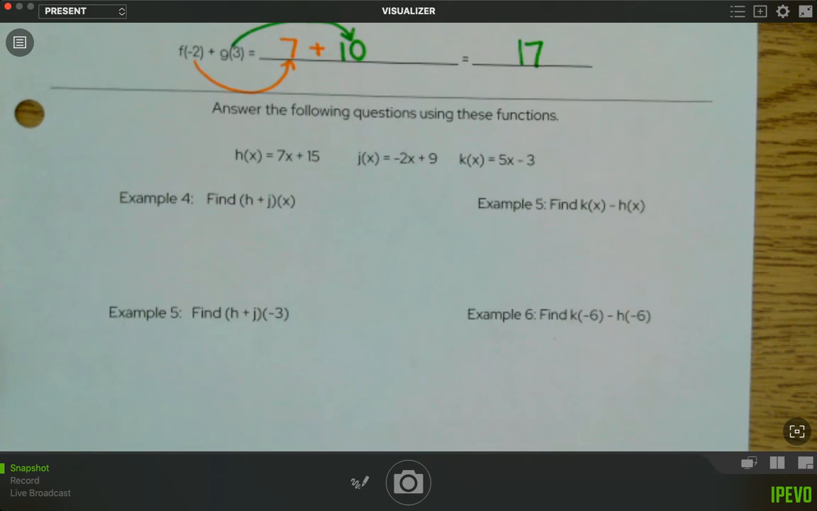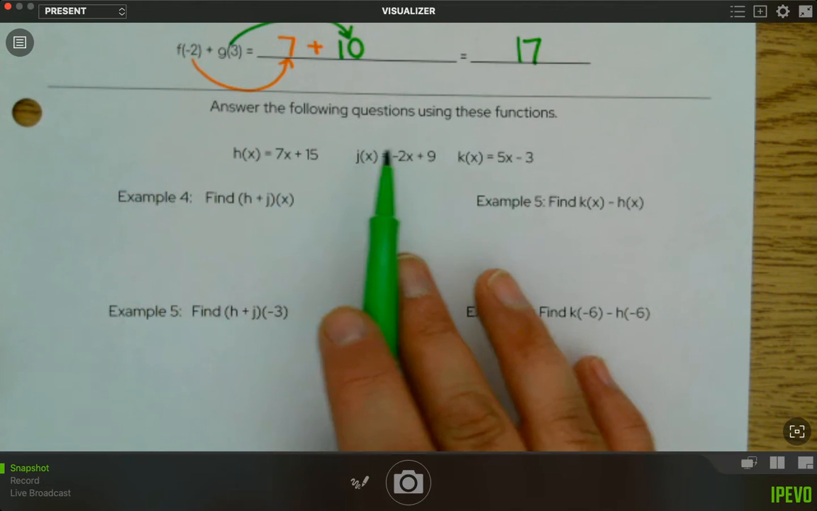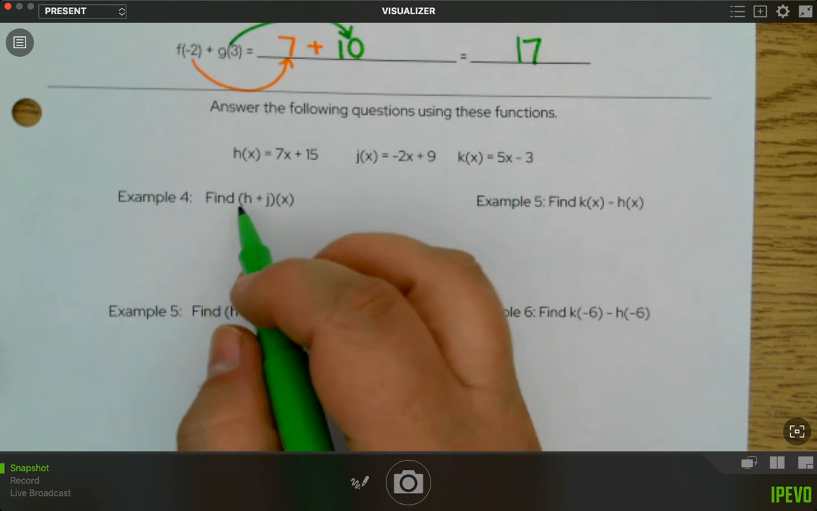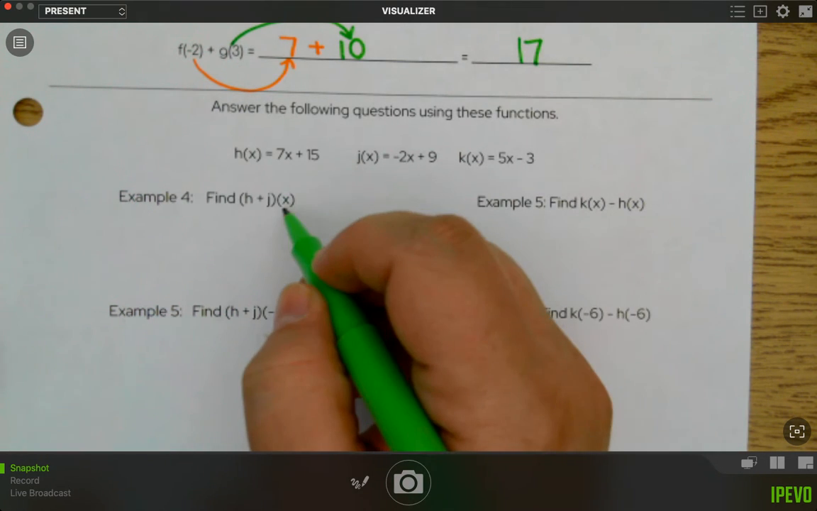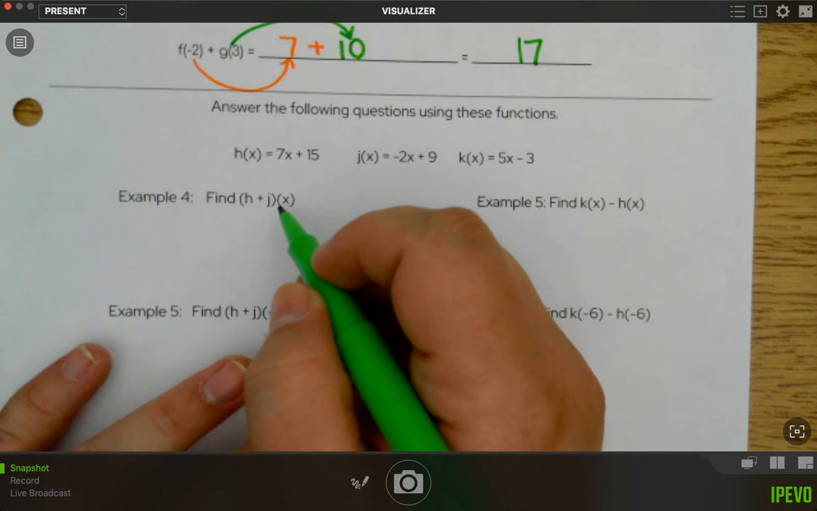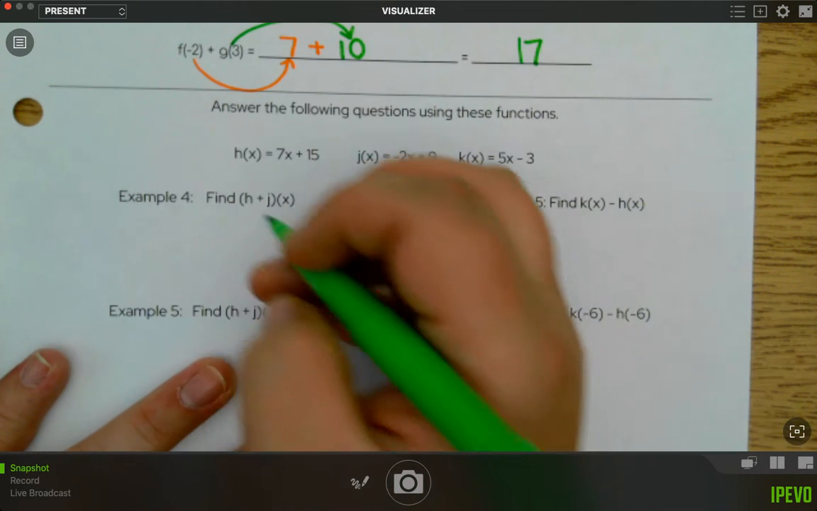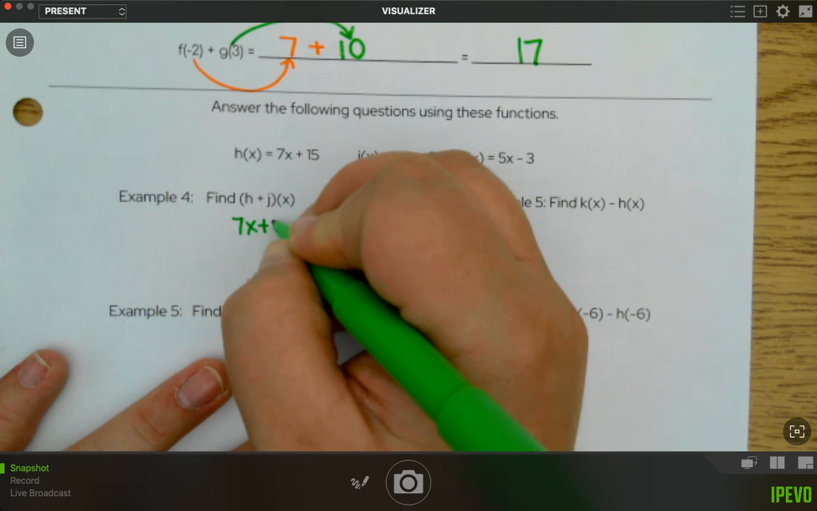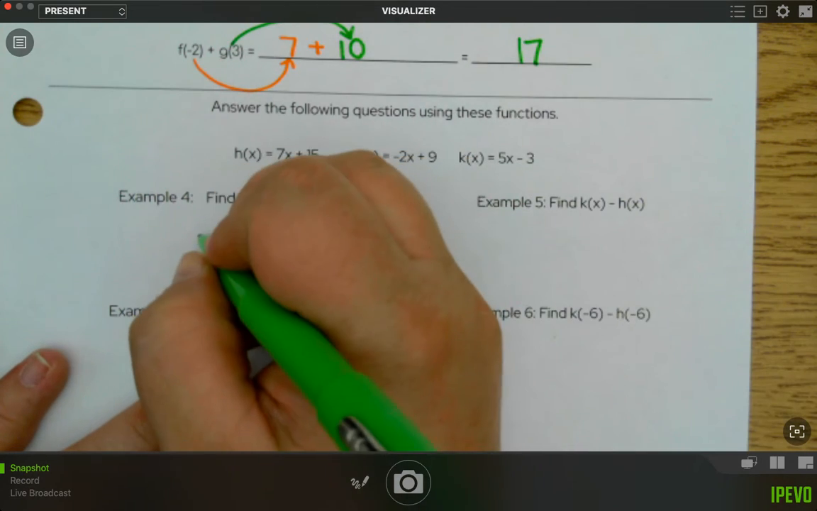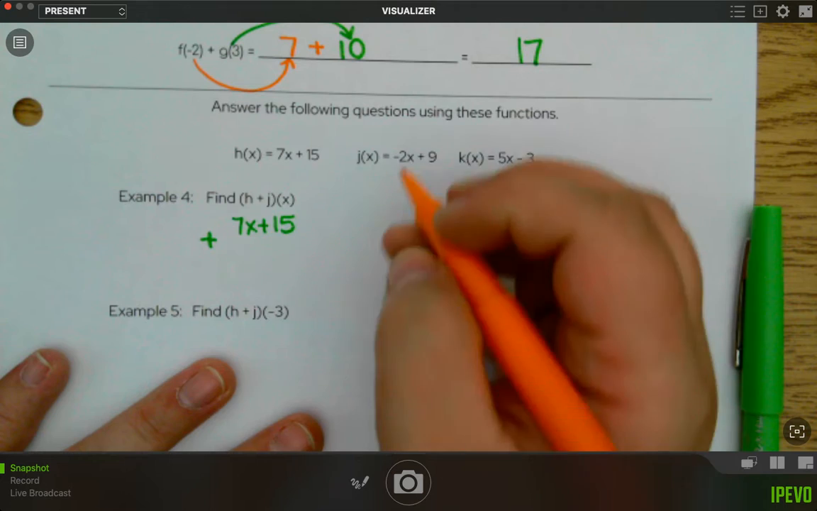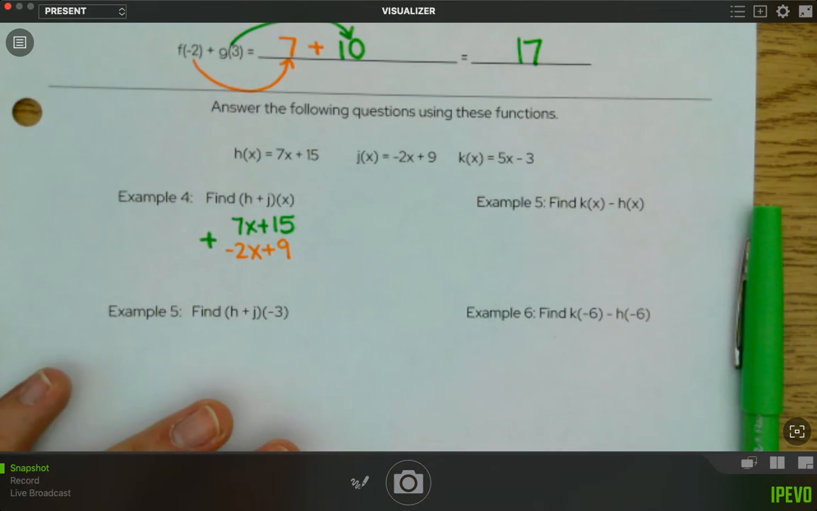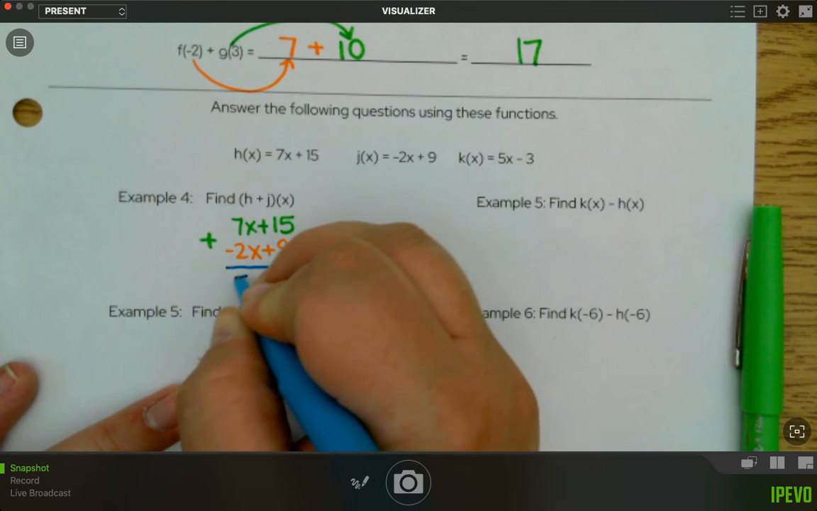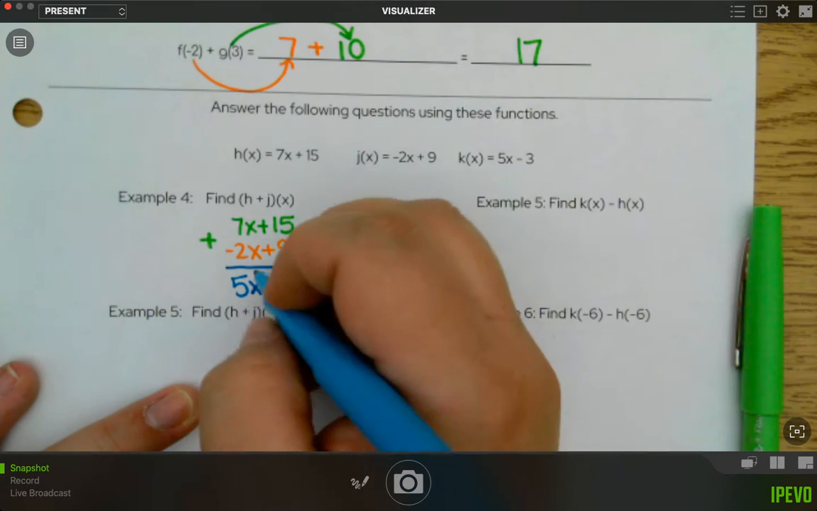All right. So now we have three functions, h, j, and k. And the first one asks you to find h plus j of x. Now this is not times x, this is the variable. All you have to do is add h and j. So h is 7x plus 15, plus j, which is -2x plus 9. You just have to make sure your x's and your constants line up. And then just add them together, guys. 7x plus -2x is 5x. 15 plus 9 is 24.